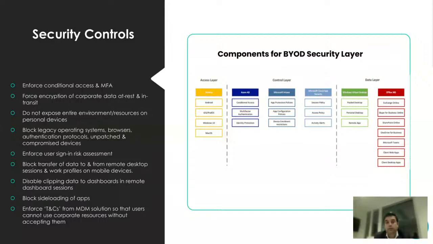So this is a very high level view of the components of the security layer: what comes into the access layer, then your control layer, and then the data layer. That's the last, that is how your data is being accessed here, right?